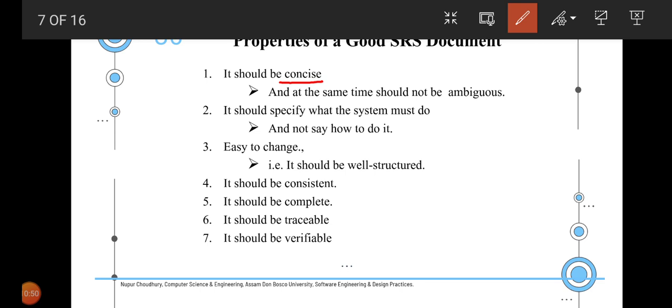The third important point is it should be easy to change, which means it should be well structured and modular in nature, and whenever we need to make any changes to any of the modules or any of the points, we should be easily able to do so without impacting the entire structure of the SRS document. The fourth point is that it should be consistent and should not have variant information regarding the same aspect. Fifth, it should be complete.